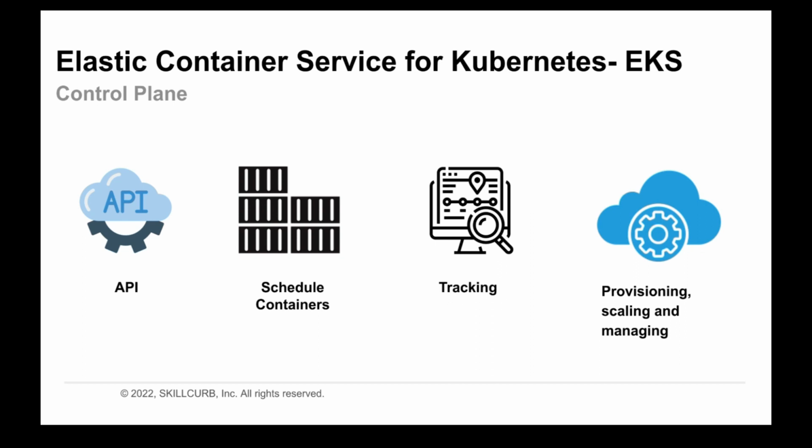So in EKS, AWS is responsible for provisioning, scaling, and managing the control plane, and they do this by utilizing multiple availability zones for additional resilience.